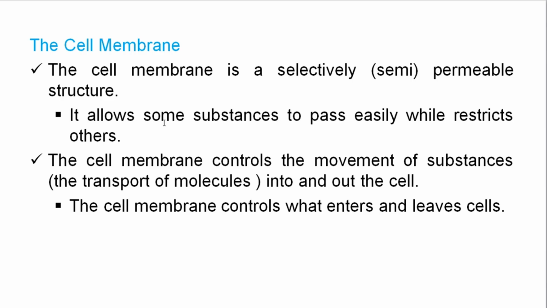The cell membrane is a selectively permeable structure. Yes, the cell membrane is a semi-permeable membrane. It allows some substances to pass easily while restricting others. The cell membrane controls the movement of substances into and out of the cell.